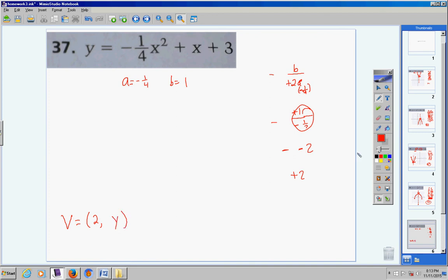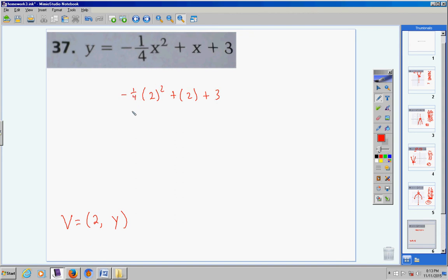Next, I got to find my y value. Alright, so here we go. Where my x is, I'm going to substitute 2. So first I have negative 1/4, and then 2 squared, positive, then 2 for x in parentheses, positive 3. Now do this in your head. 2 times 2 is 4, so you have negative 1/4 times 4. Negative times a positive is negative. 1/4 times 4 is 1. Bring down your positive 2, and then your positive 3. That's negative 1, positive 5. That's a positive 4. So your y value is 4.